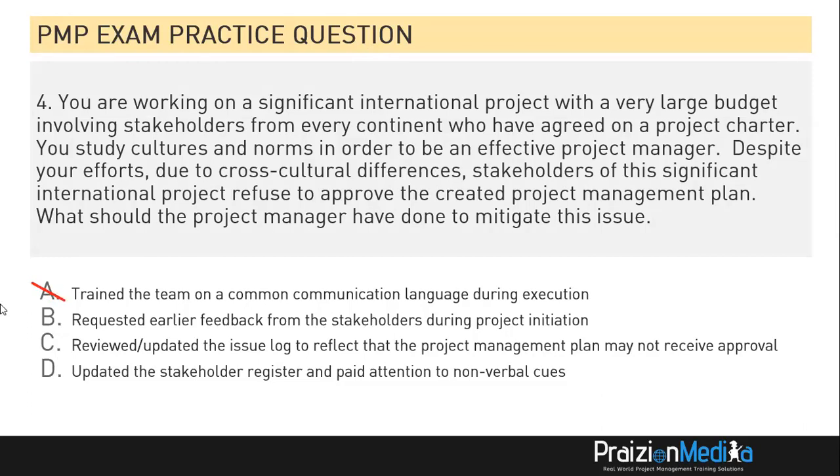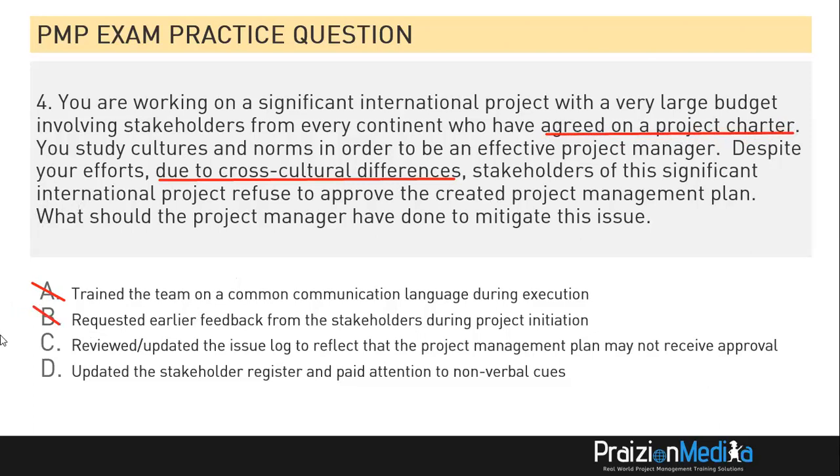B, requested earlier feedback from stakeholders during project initiation. Well, let's look at what is happening. It says, who have agreed on a project charter? And then it says, despite your efforts, due to this thing, cross-cultural differences, stakeholders refuse to approve the created project management plan. So, what could you have done in initiating is the question, or what could you have done prior? So, requested earlier feedback from the stakeholders on the plan? That wouldn't have changed because it says they've agreed on a project charter. So, obviously, earlier feedback during initiation on a plan is not even doable. Doesn't make sense. So we're going to cancel B. Let's take a look at C and D.